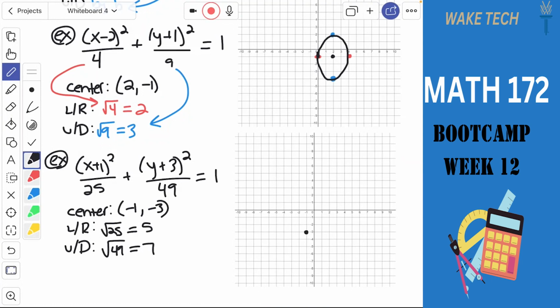Left and right, 5. And over here, up and down, 7. And then we'll connect the dots to generate our graph. Questions there?